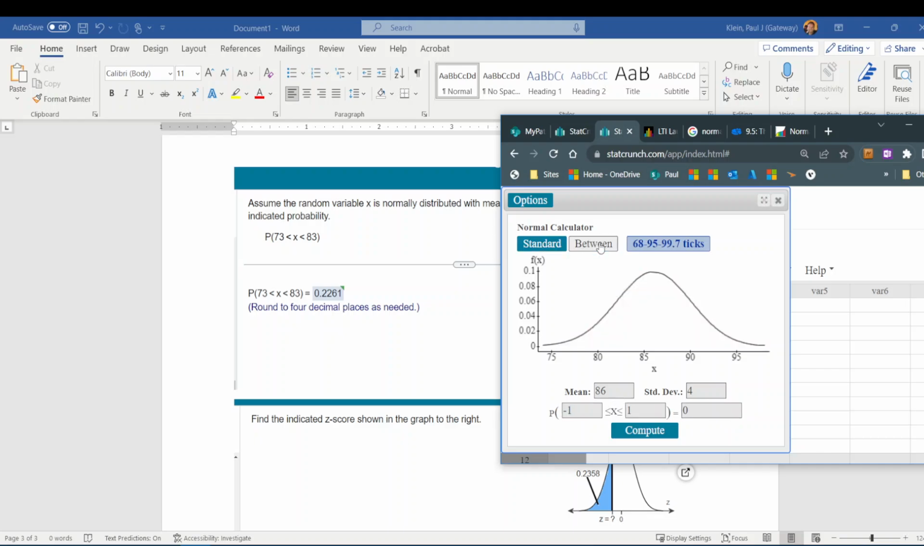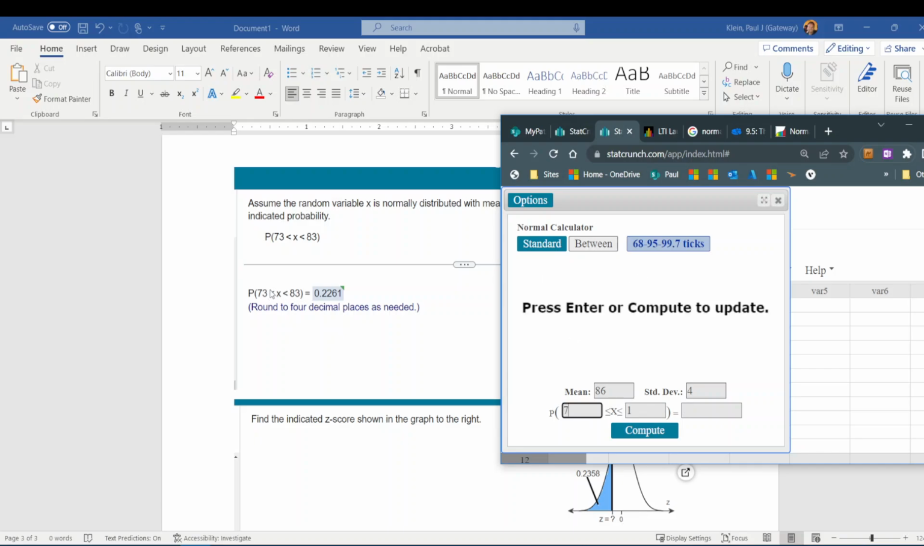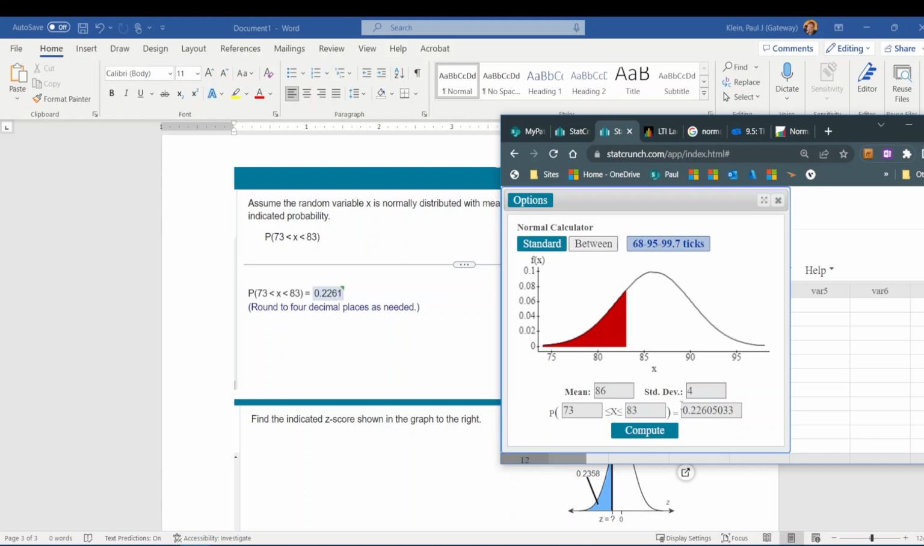Did you see that? If you click this between, you get 2 more boxes. So we're going to put 73 and 83 in there. All right, compute, and there's our answer. So in this one, we didn't have a standard, it didn't say standard, and it gave us an X. So we put in our mean and standard deviation, and then we figured out what other information they gave us and which box they were looking for.